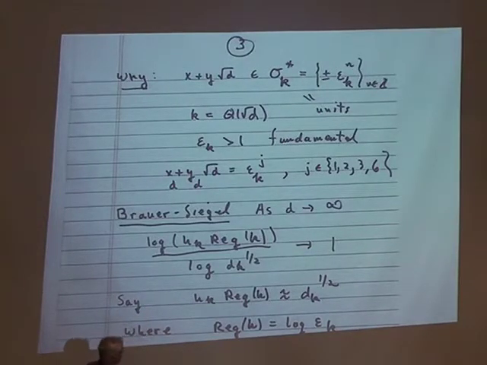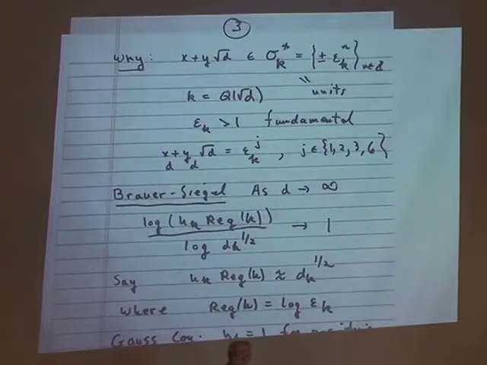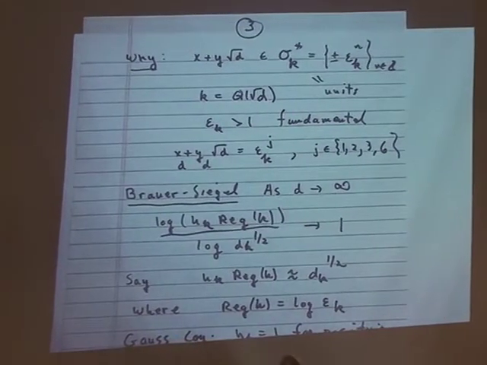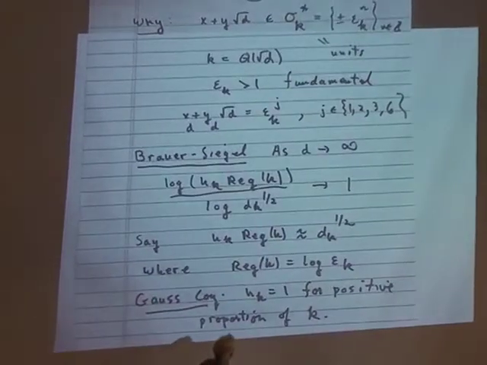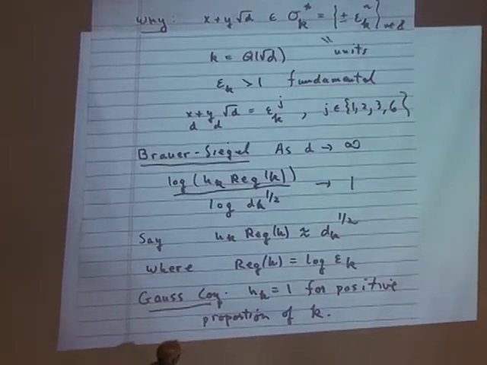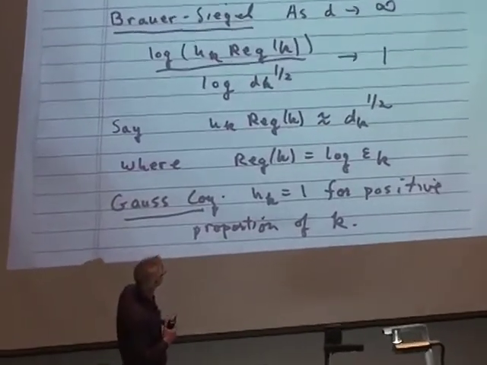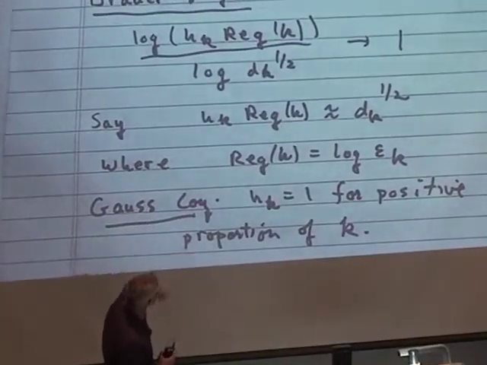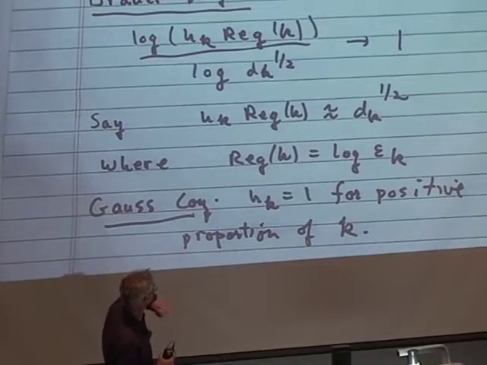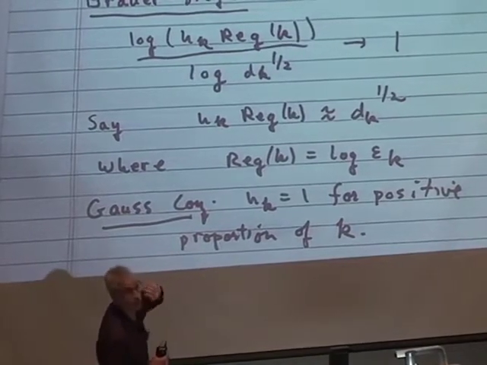So in this situation, the regulator of this real quadratic field is just the logarithm of the fundamental unit. That's bigger than 1. So what Brauer-Siegel is telling us is that the class number times the log of the fundamental unit is on the order of the discriminant to the half.